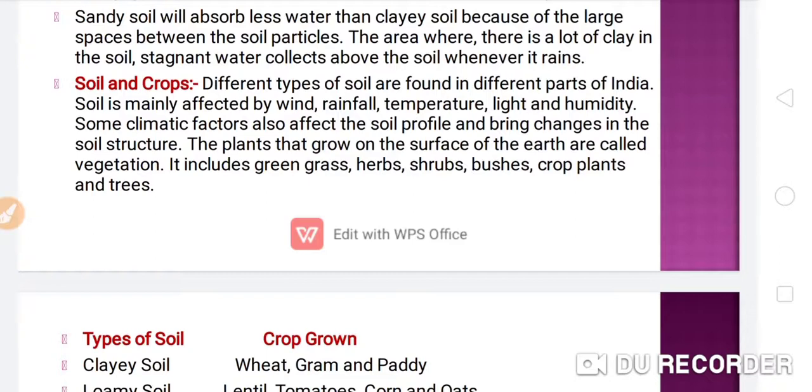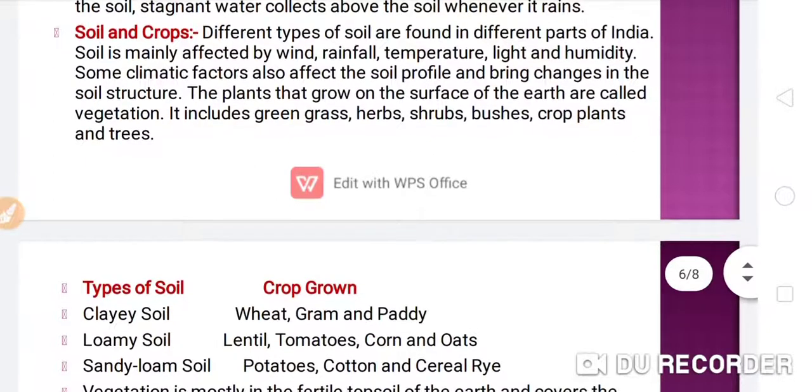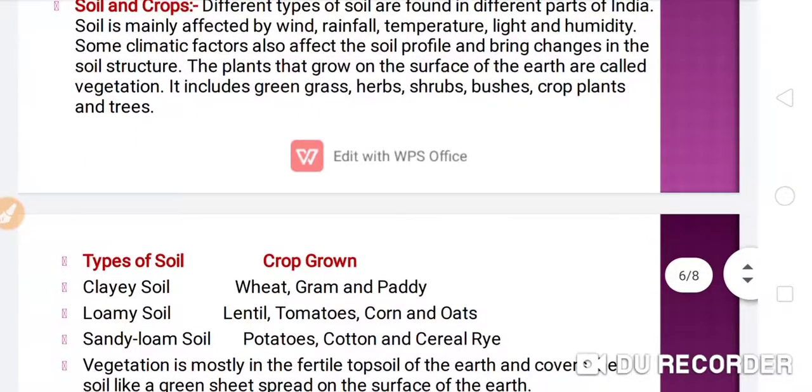Some climatic factors also affect the soil profile and bring changes in the soil structure. The plants that grow on the surface of the earth are called vegetation. Different kinds of plants will grow on the surface of the soil, so this is known as vegetation. It includes green grass, herbs, shrubs, bushes, crop plants and trees. So these are the different varieties of vegetation.